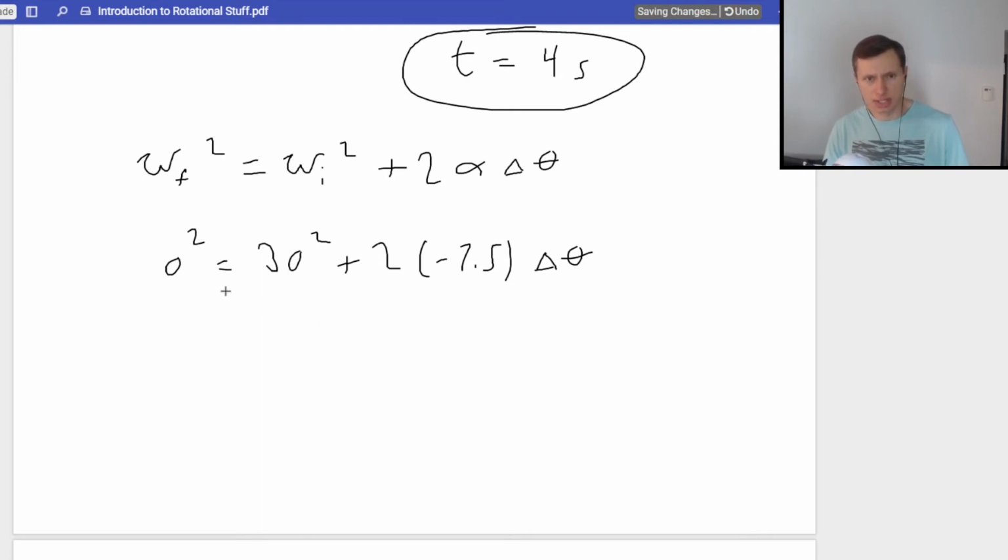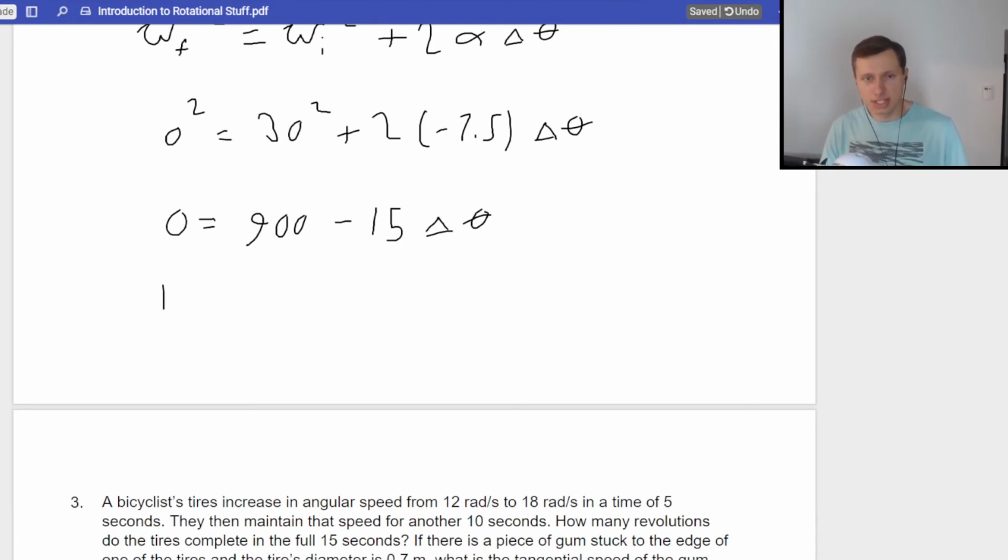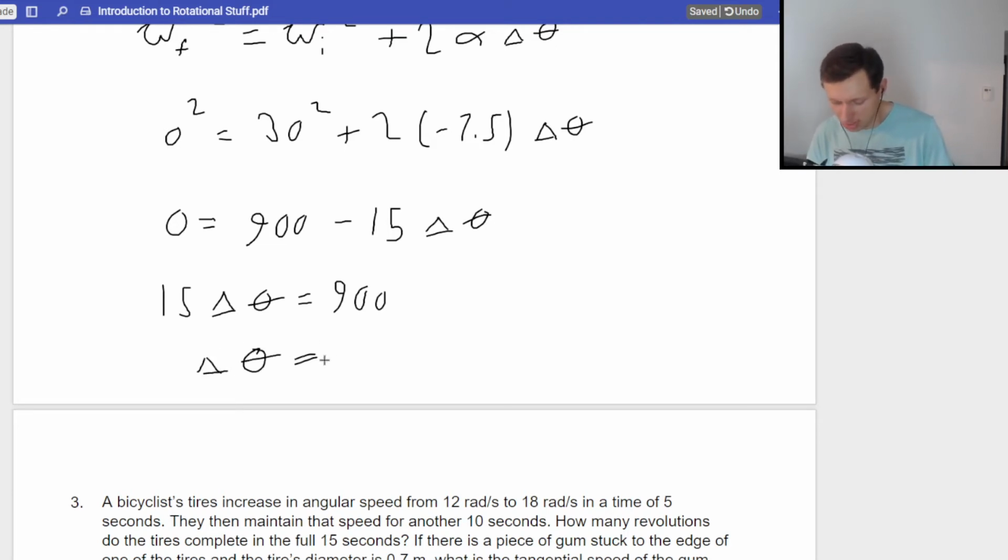Okay, so let's solve this. The left side's just 0, easy. 30 squared is 900, and then 2 times negative 7.5 is negative 15 delta theta. Add 15 delta theta to both sides, and then I can't do this in my head, but 900 divided by 15 will be... 900 divided by 15, still a round number, great, 60. But not revolutions, radians.